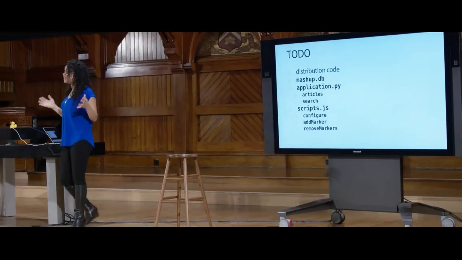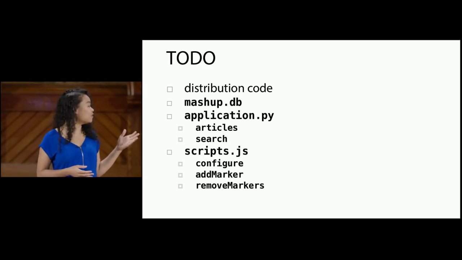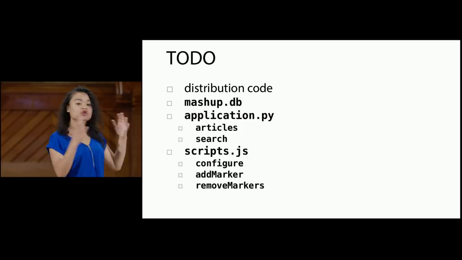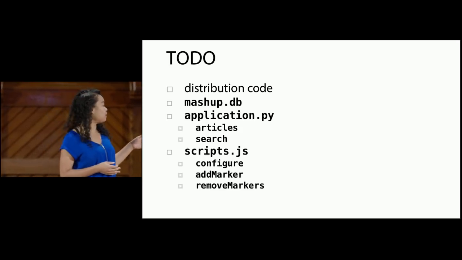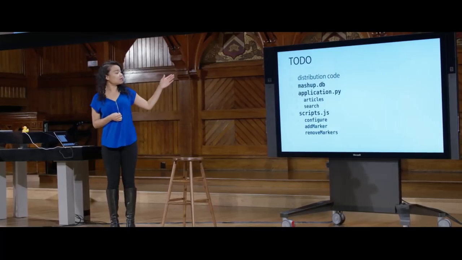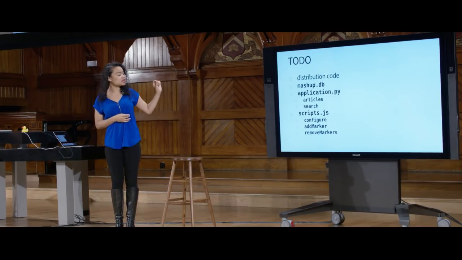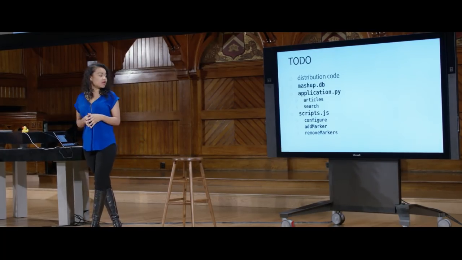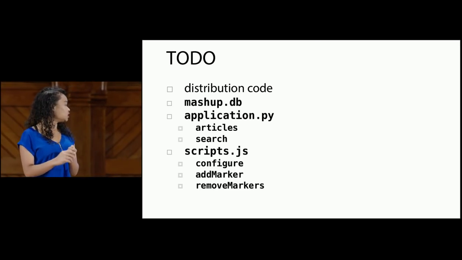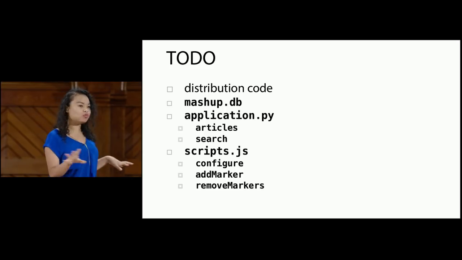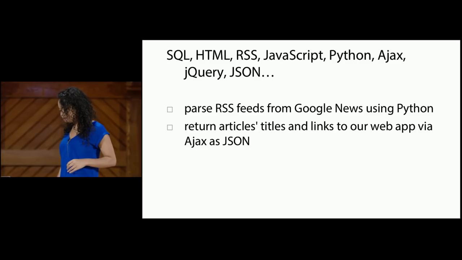So let's start breaking this down, as we always do, into the different pieces that we have to do in order to accomplish this problem. So in terms of the distribution code that we've given you, there are several files to look over. We'll want to look into the Mashup database, into a Python file. Notable functions there are going to be articles and search. And then, moving from the Python backend to the JavaScript front end, we are going to look into configure, add marker, and remove marker. So that's just a little teaser into what we're going to be looking into today.